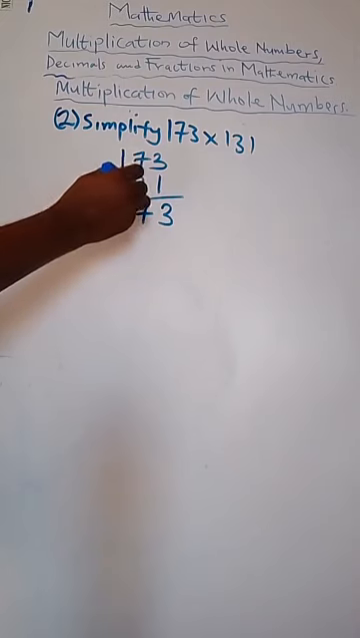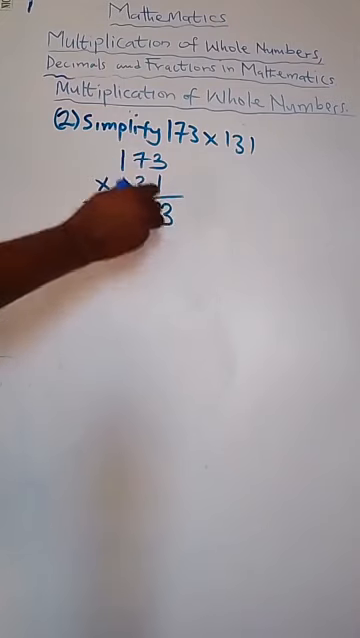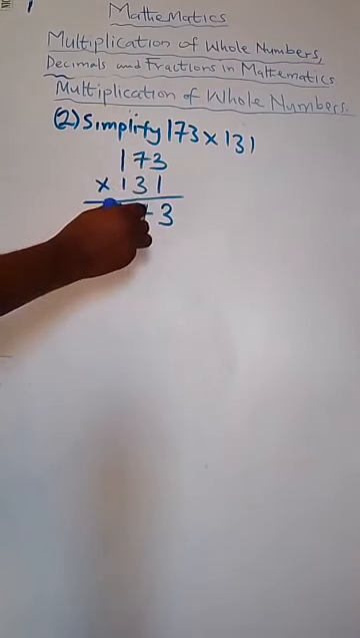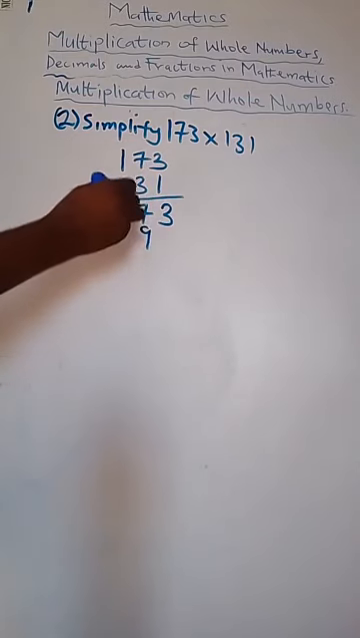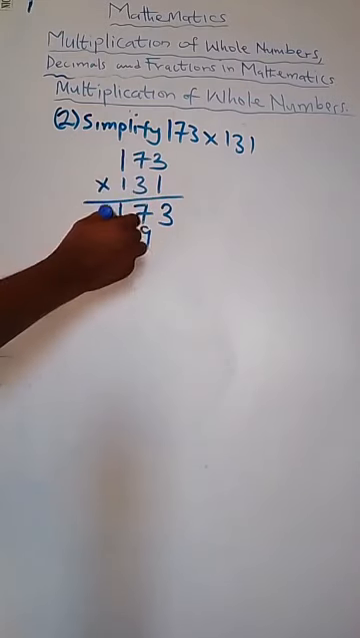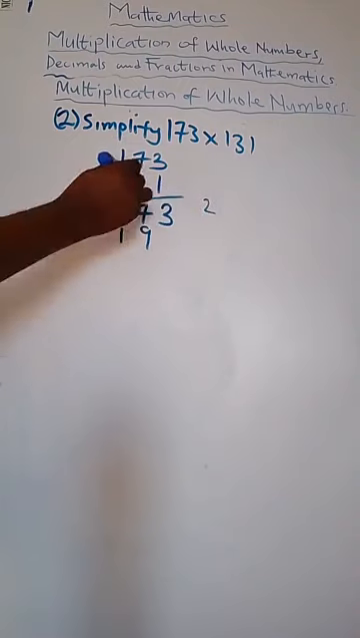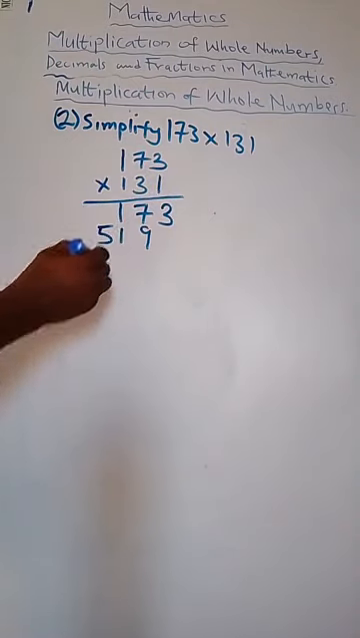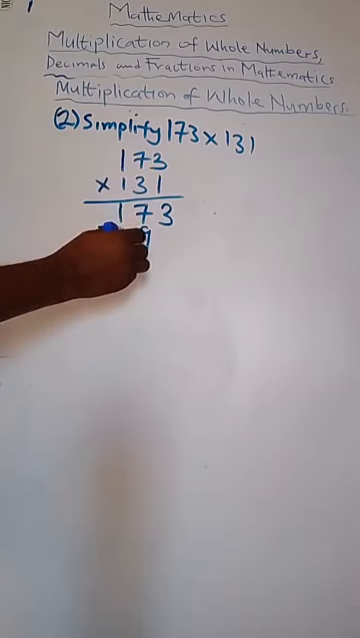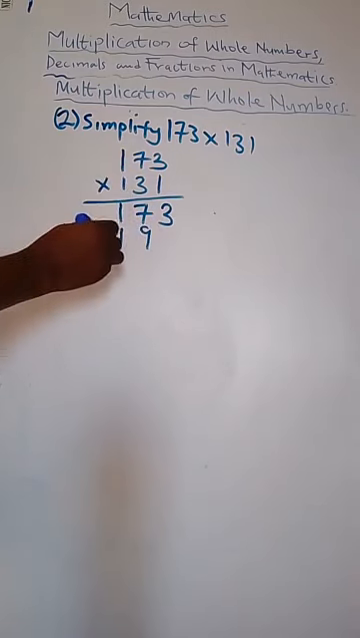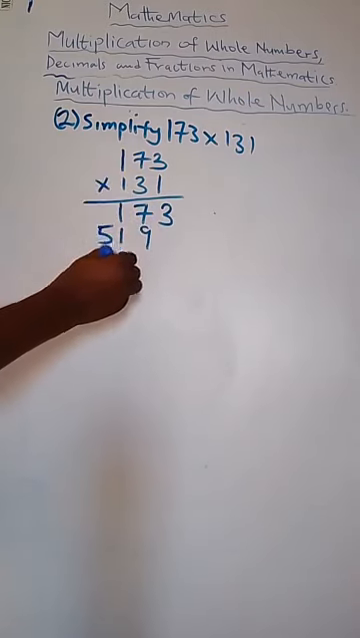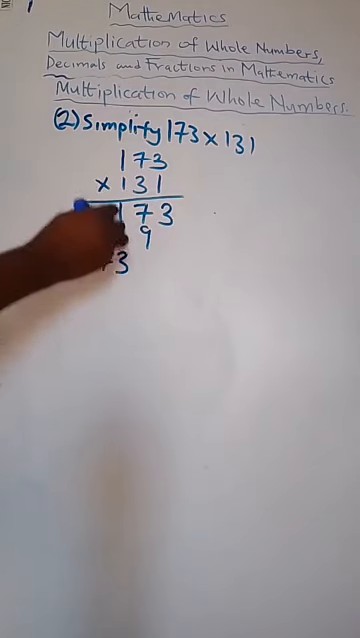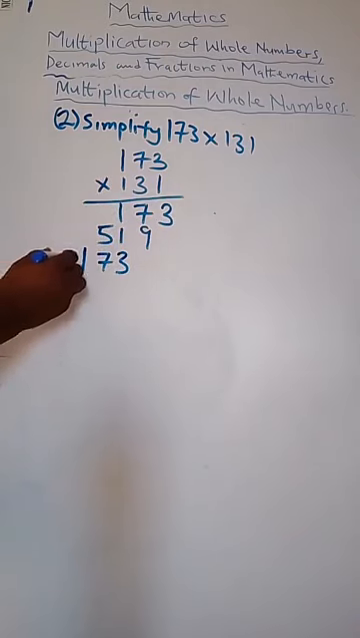Now, the second number, don't forget, when you want to start writing the second number, you don't start writing from here. Start writing directly under the number you are using. 3 times 3, 9. 3 times 7, 21. You write 1, you keep 2. 3 times 1, 3, plus the 2 you are keeping. That is what? 5. The next one, you don't start writing from here or here. Start writing directly under the number, right? 1 times 3, 3. 1 times 7, 7. 1 times 1, 1. Then you add everything together.